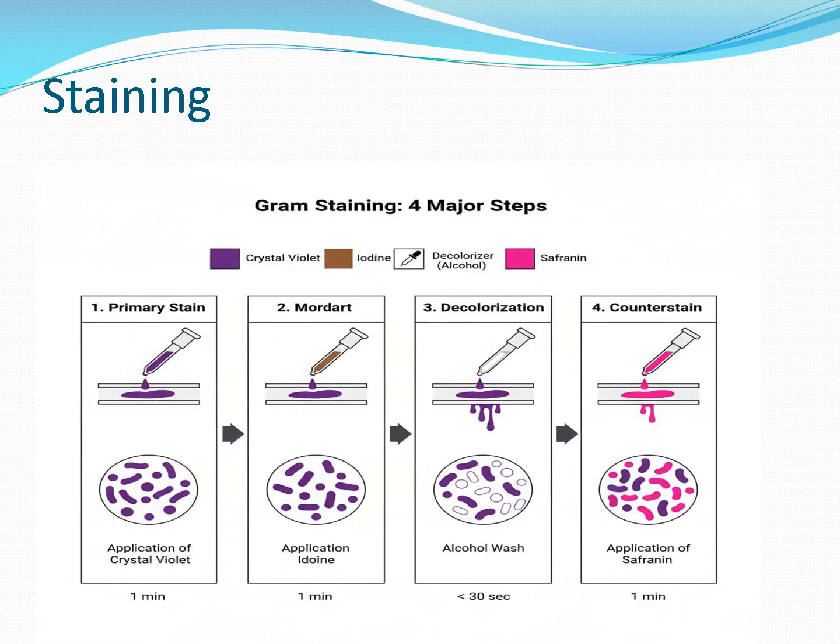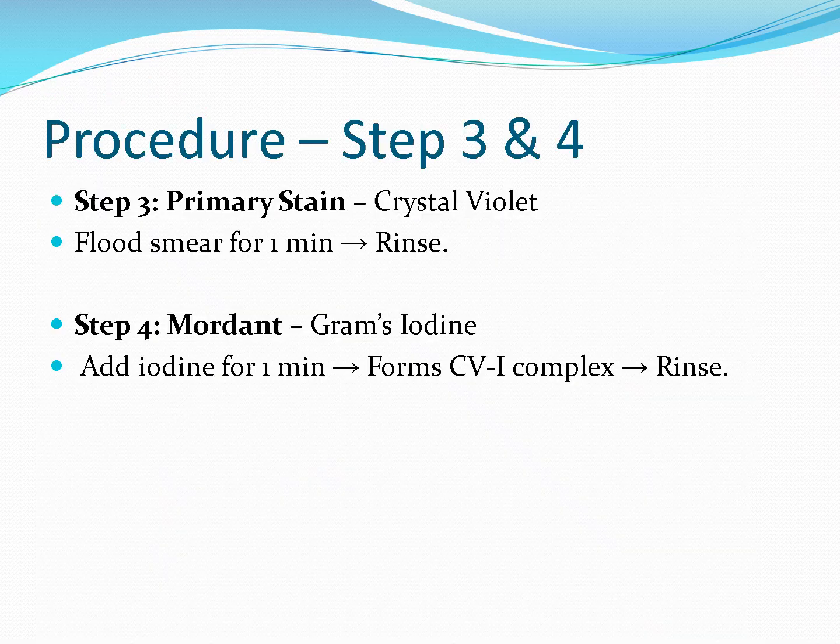Here are the staining methods, 4 major steps. One is the primary stain, that is crystal violet. Iodine acts as a mordant. Decolorizer, alcohol. Safranine is a counter stain.